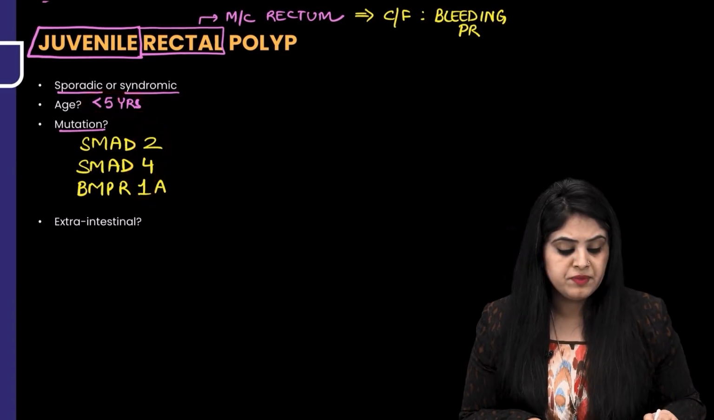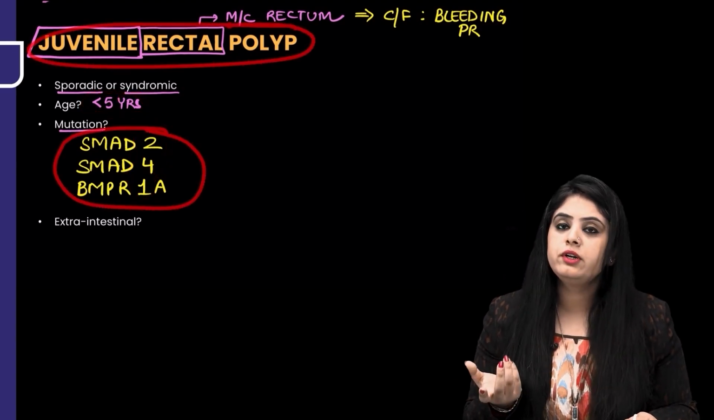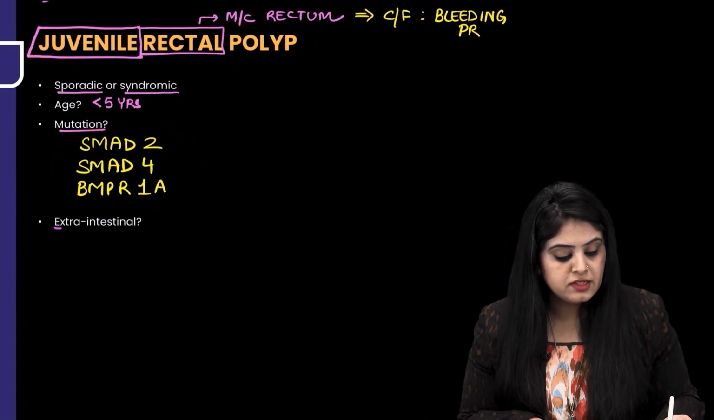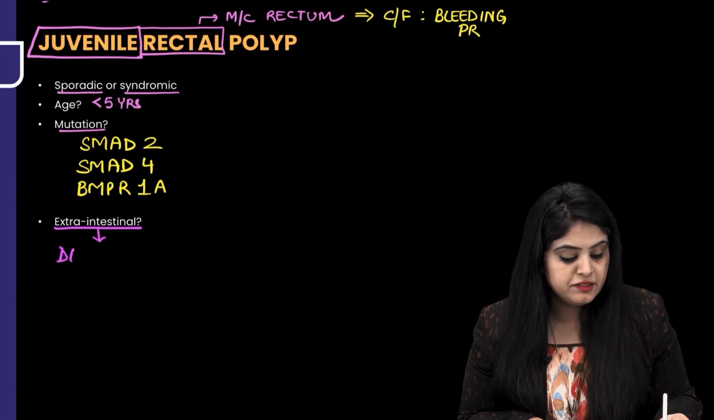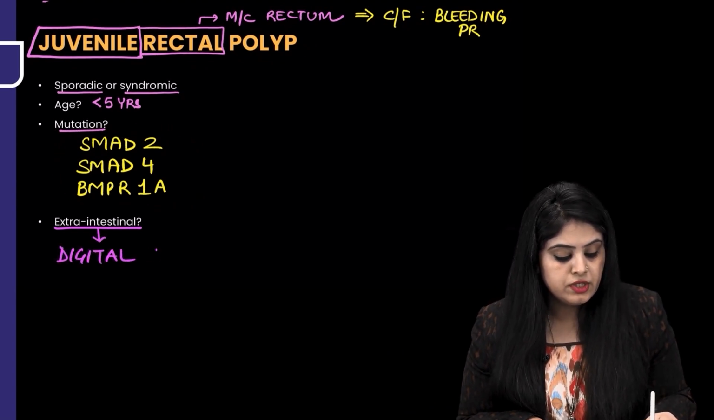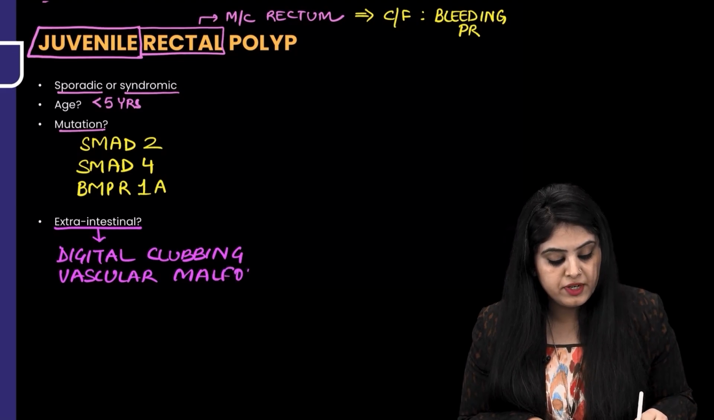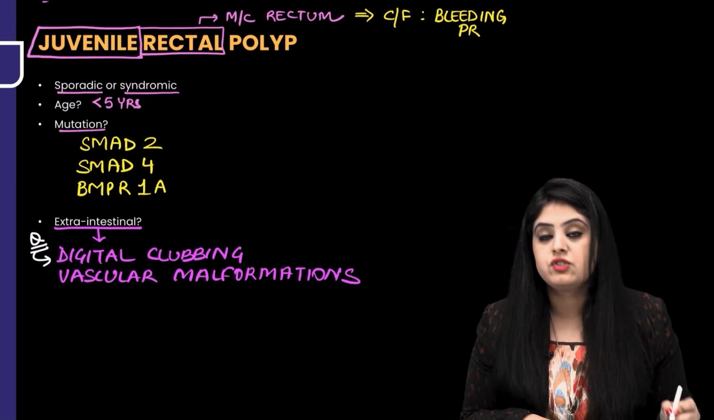But all said and done, so many mutations are occurring, so many polyps are occurring. Is it just going to be just a polyp in the rectum and that's it? Are there any extra intestinal manifestations that you can see? Yes, we can see digital clubbing. Digital clubbing can be noted, and vascular malformations can also be seen. So it is not associated with just a polyp in the rectum. There are extra intestinal manifestations, and especially getting a question on digital clubbing is much expected.